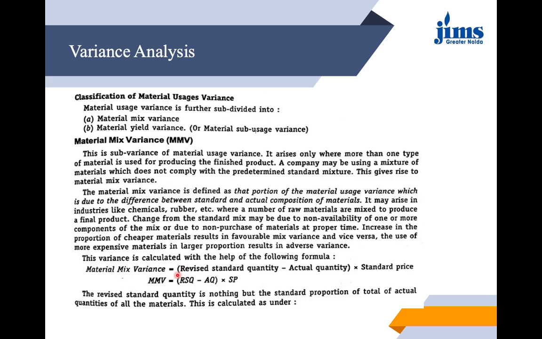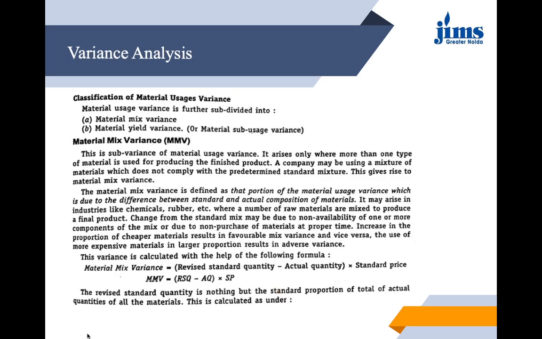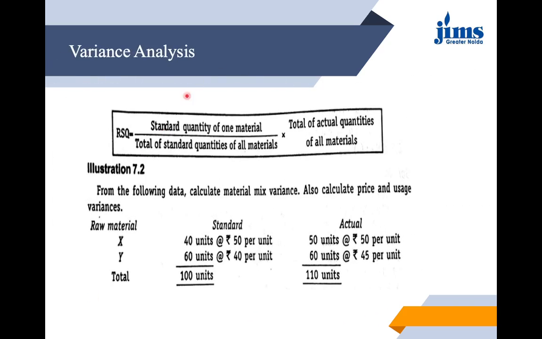So how to calculate material mix variance? Revised standard quantity minus the actual quantity into the standard price. And revised standard quantity is nothing but the standard proportion of the total actual quantities of all the materials. Let us see how to calculate it. The formula here is standard quantity of one material upon the total standard quantities of all the materials, into the total actual quantities of all the materials.